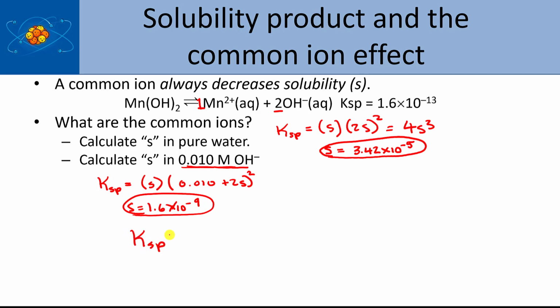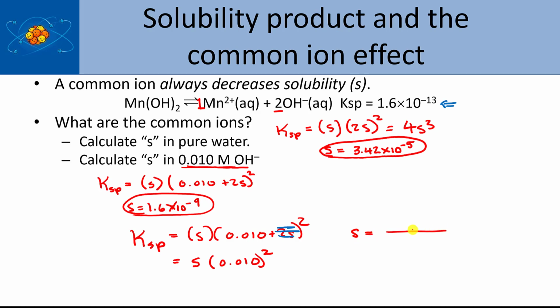You say KSP is equal to S times 0.010 plus 2S, squared. And what we're doing is assuming that S is going to be small, because my solubility product is small. Now, it turns out this doesn't always work out because of the math. The exponents sometimes throw things off, and it's not always easy to predict. But when we do that, we end up with KSP equal to S times 0.010 squared.